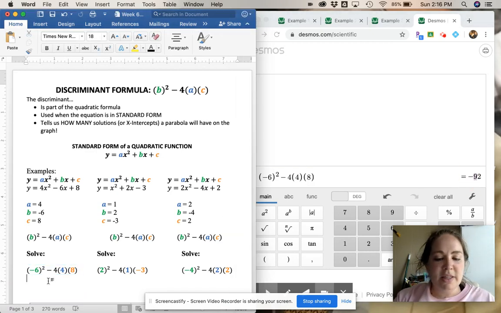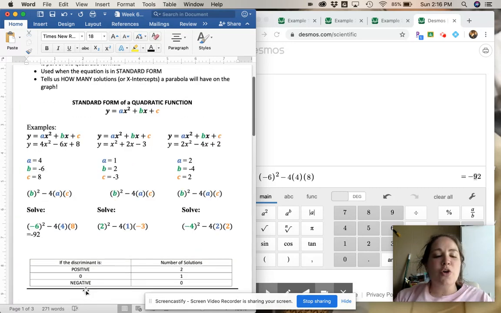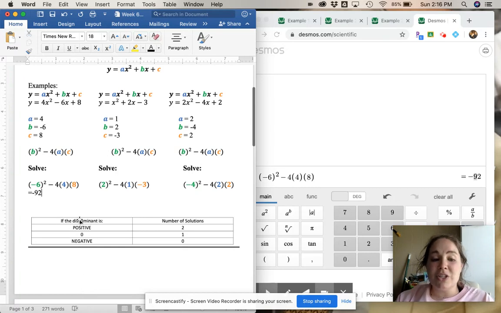So underneath here, I'm just going to put equals -92. All right. So now, what does that tell us? So if we look here at our notes here, we got a discriminant value that was negative. So that tells me that I should have 0 solutions. Remember, solutions means the number of x-intercepts. So if I graph this, I should never see an x-intercept for this graph.